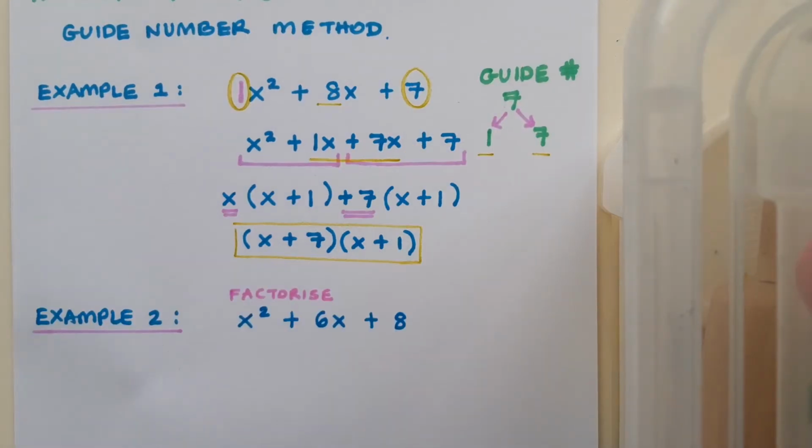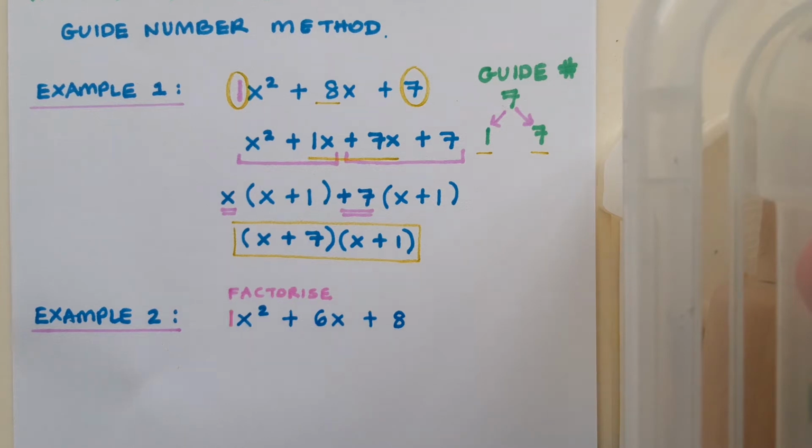Let's look at a second example. This time I want to factorise x squared plus 6x plus 8. Remember, the coefficient of x squared in this case is 1. I'll start by getting my guide number by multiplying 1 by 8. And now I want to get the factors of 8. When I factorise 8, I can get 1 by 8, but that's not the only option. I could also say 2 by 4. Quite often there'll be multiple ways in which you can factorise your guide number.